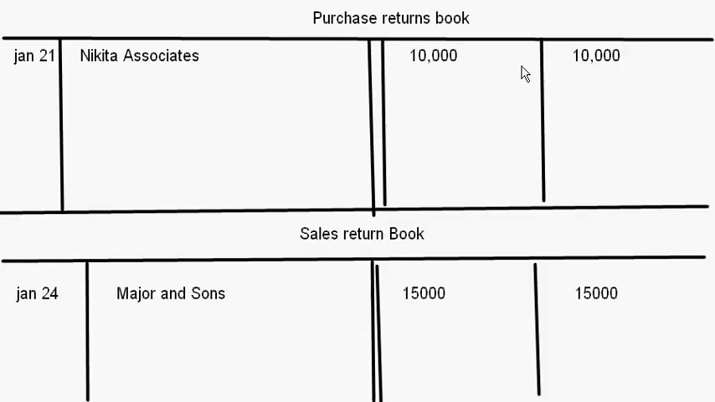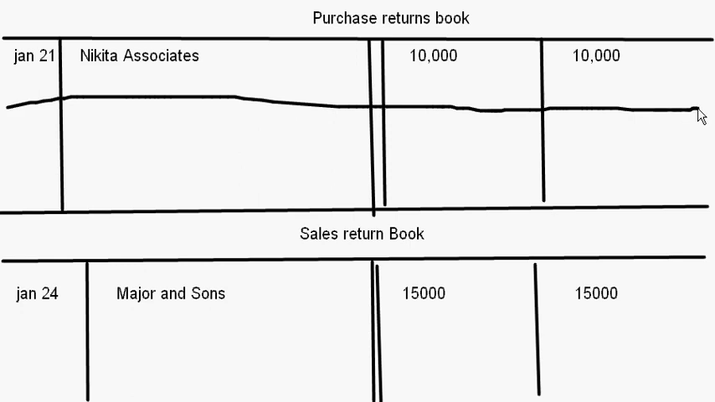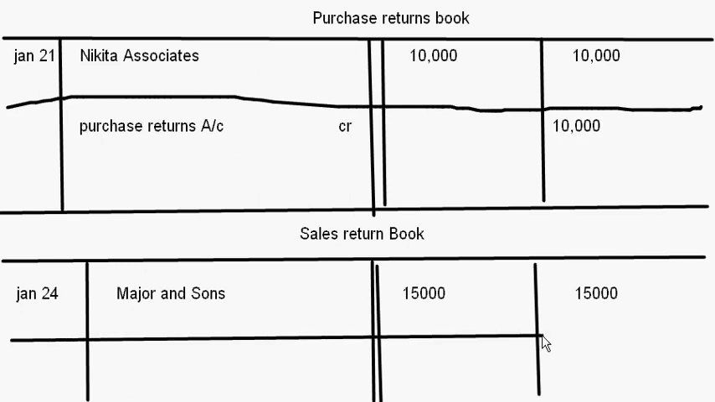Similarly for the purchase returns and the sales return. Purchase return is always a credit and sales return is a debit. So here you will write purchase returns account. Purchase returns is a credit and sales return is a debit, right? So here you will have whatever is the total sales return account debit 15,000 rupees, right? That's it.